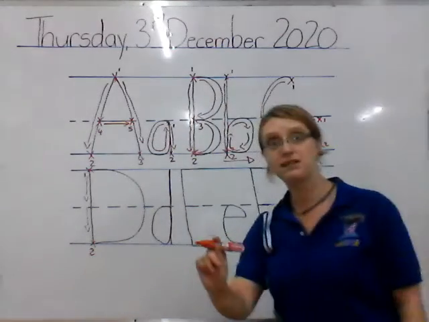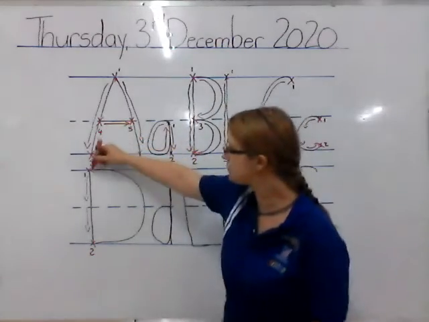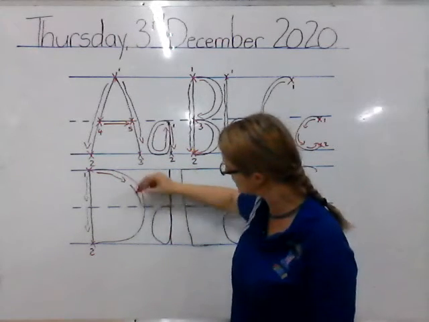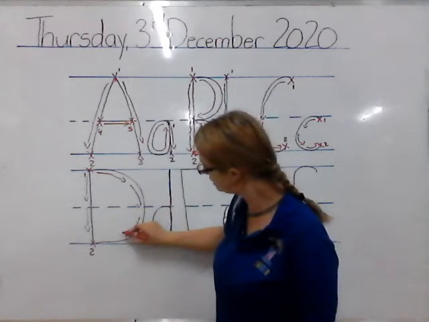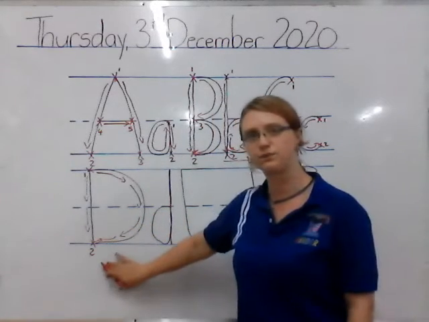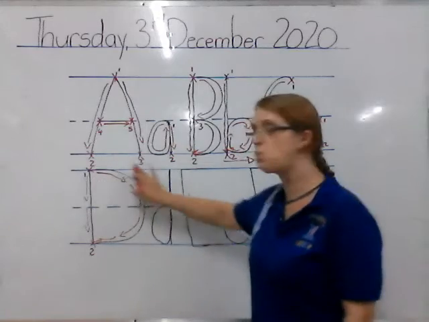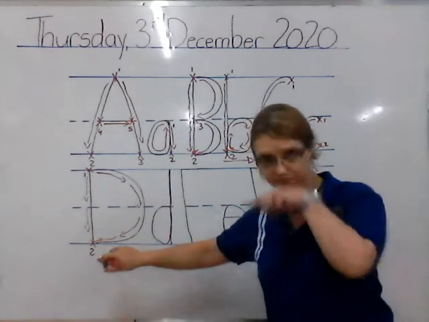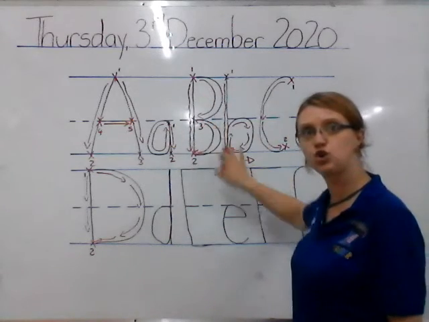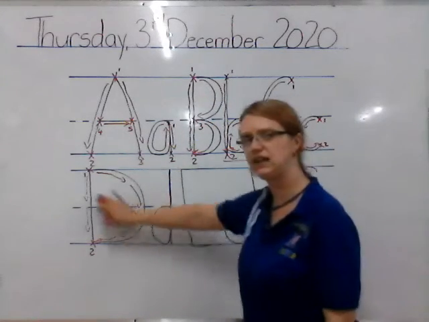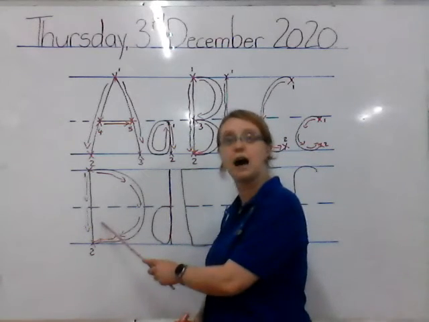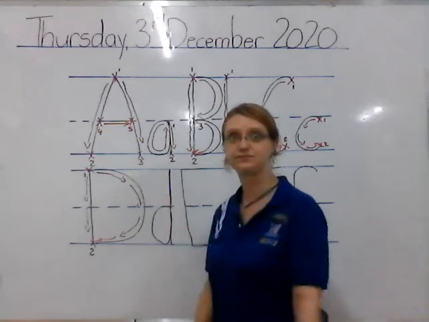Then you're going to lift your pencil. You're going to go back up to number 1, and you're going to make a big bubble. Look at this big bubble. Round, round, round, all the way to the bottom to number 2. So it's one big bubble. Do you remember with the letter B? It's 2 bubbles. Letter D, 1 bubble. Big letter D, uppercase D.